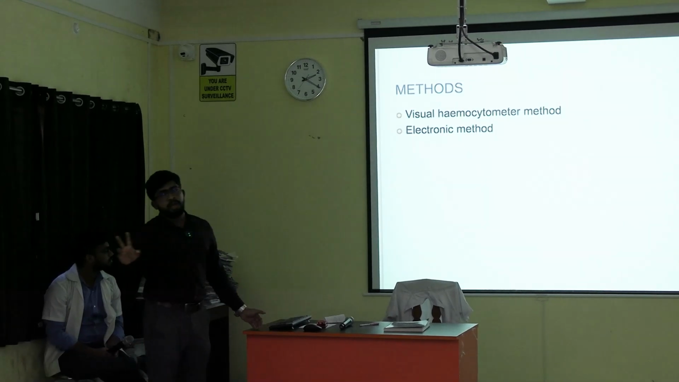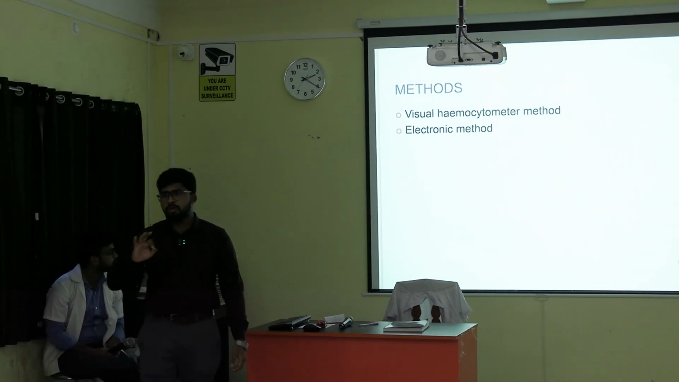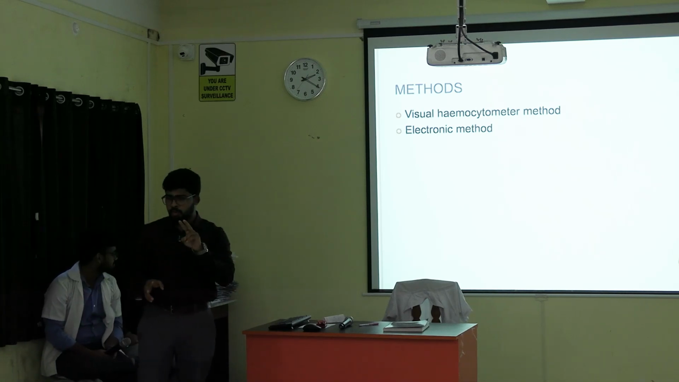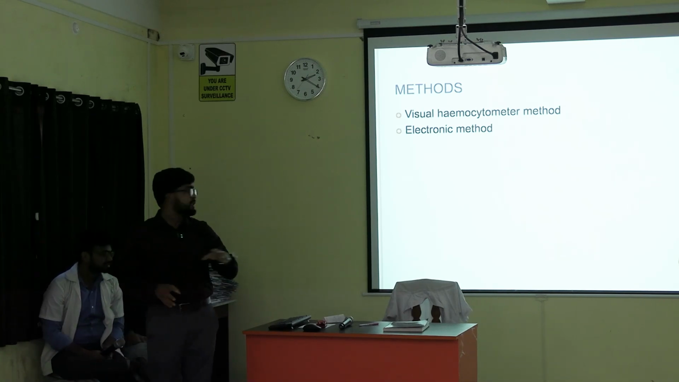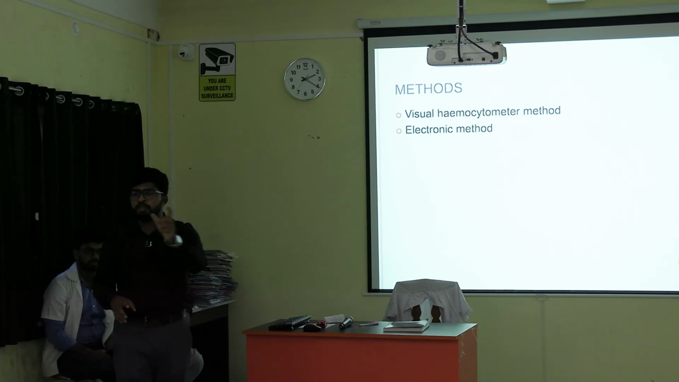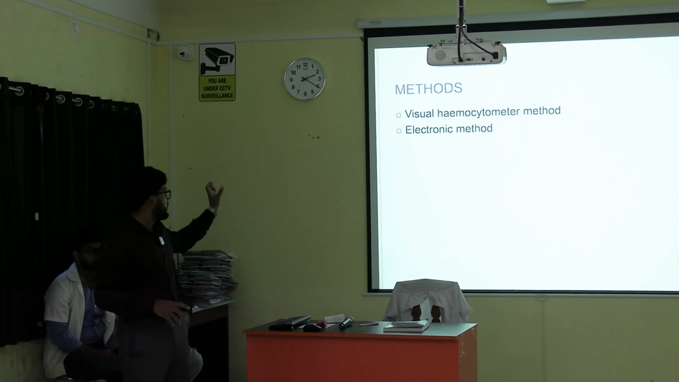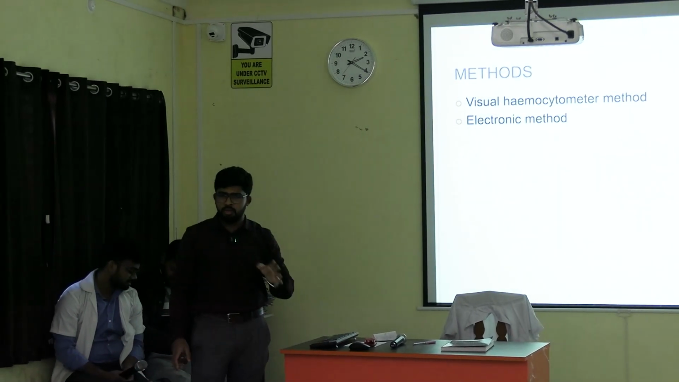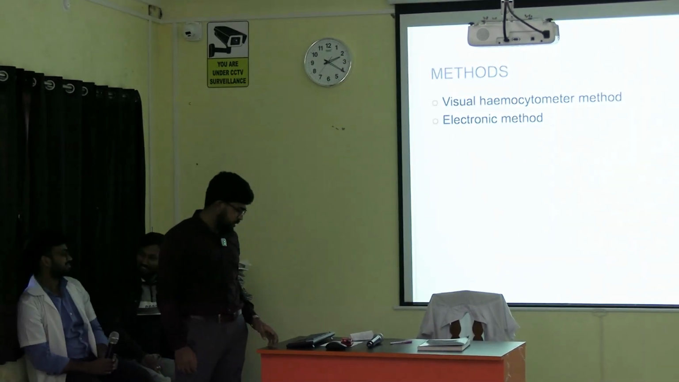So we are going to learn about total leukocyte count, how to estimate the total leukocyte count. There are two methods. What we do here is the visual hemocytometer method, that is by using the Neubauer's chamber. Then there is one more method called the electronic method. You just have to know about it. We don't practice it here in our lab.